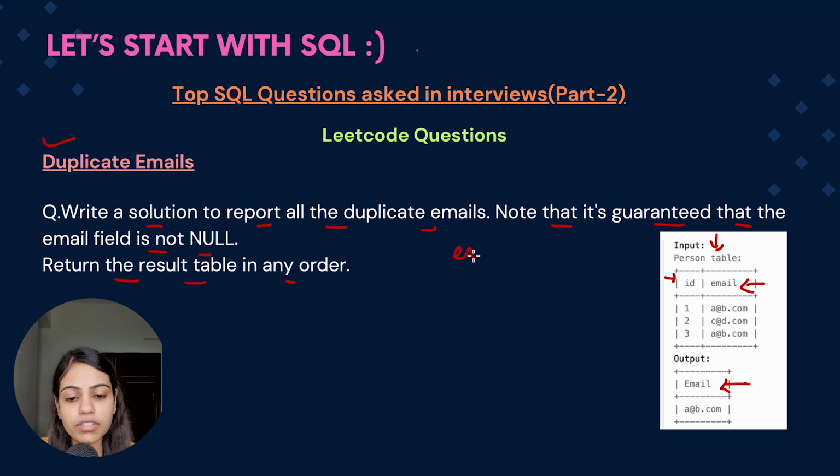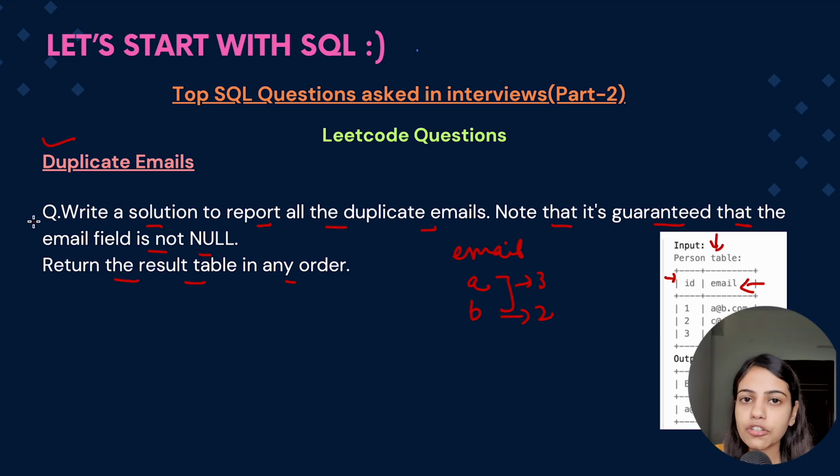So there could be a possibility that there are two emails which have more than one occurrence. So we don't have any order in which we want to return the result. Like if B has 2 occurrences and A has 3 occurrences, we don't have to return A first or B first. So there is no ordering logic involved here. We have to just return the email in any order. So you can take a 2-minute pause here and think about how we can approach this question. Then we will start solving it.